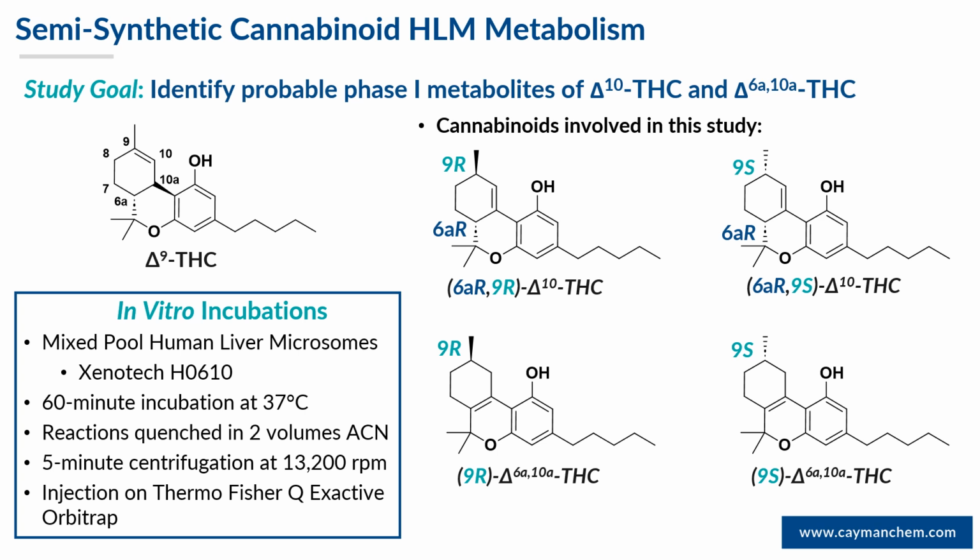The Δ9-THC structure here is shown to include the numbering just so you can understand how the numbering system works for semi-synthetic cannabinoids. And the cannabinoids that were involved in this study are shown on the right. So we included the two diastereomers, the 6AR9R Δ10 and the 6AR9S Δ10 THCs, as well as the two enantiomers, the 9R and the 9S Δ6a 10a THC.